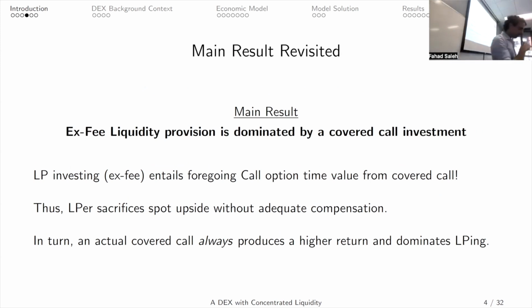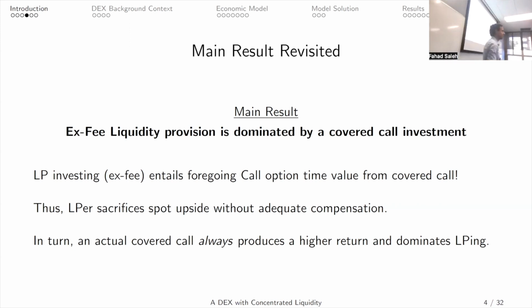Okay. So first of all, let me restate this main result now with a little bit more precision, still no math, but a little bit more precision. So instead of saying it's approximated by a covered call investment, I'm going to say it's dominated by a covered call investment, okay? And the reason why I'm saying it's dominated by a covered call investment is because it turns out the difference is that you are foregoing the time value premium from the covered call, okay? So in other words, it's like saying you're going to forgo the upside and not get paid for the risk-adjusted present discounted value for all those paths in which the price actually ran up. Any questions on that, first of all?